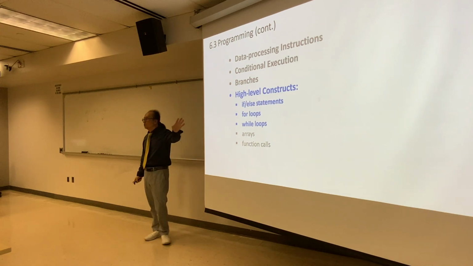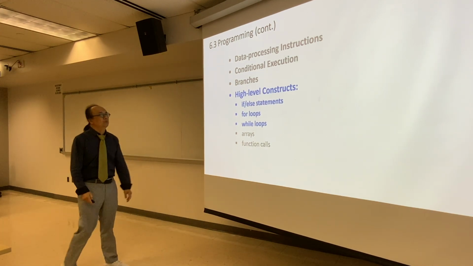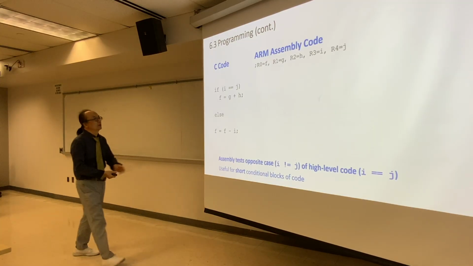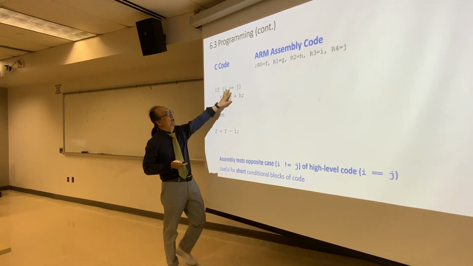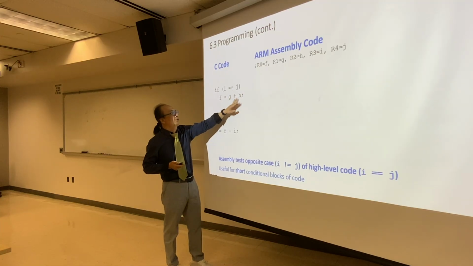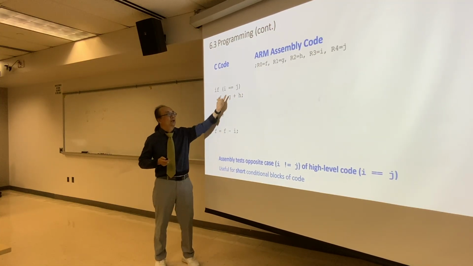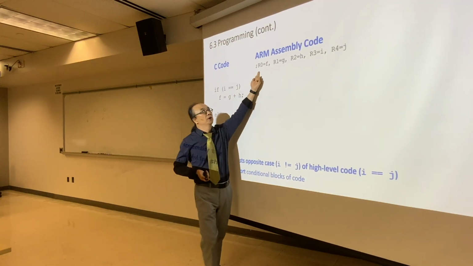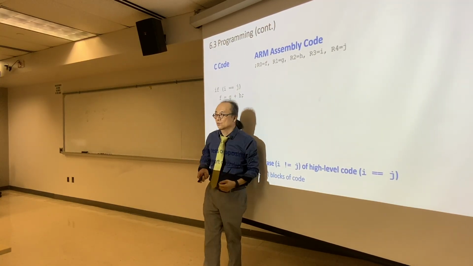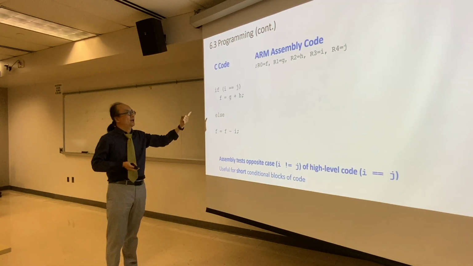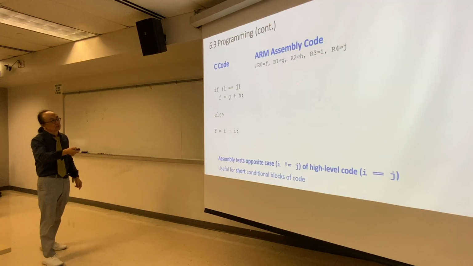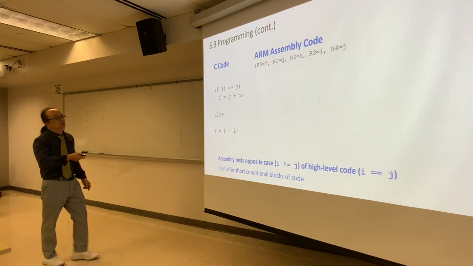We are in the branch instructions, and last time we looked at this if-then statement problem. If i equals j, we add g and h. If they are not equal, we subtract f minus i. You will be given registers: use variable f as R1, g as R2, h as R3, i as R4, j as R4.